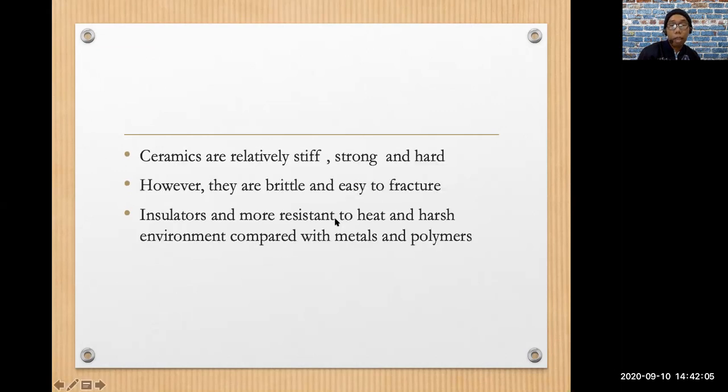Okay, they are stiff, strong, and hard. However, they are brittle and easy to fracture. They are insulators and more resistant to heat. Diba sabi ko kanina, insulators sila. So, more resistant to heat and harsh environments compared with metals and polymers. Yun lang yung isa sa mga ano niya, more resistant siya sa heat yung ceramics.